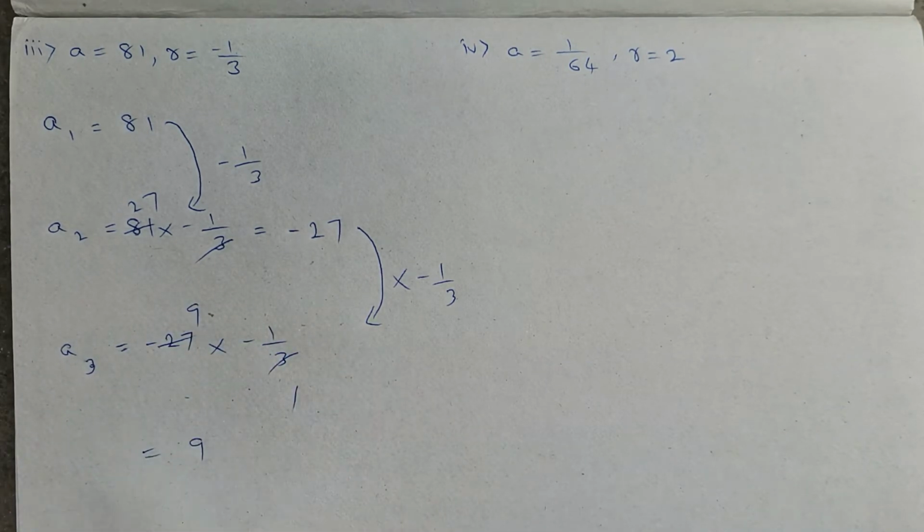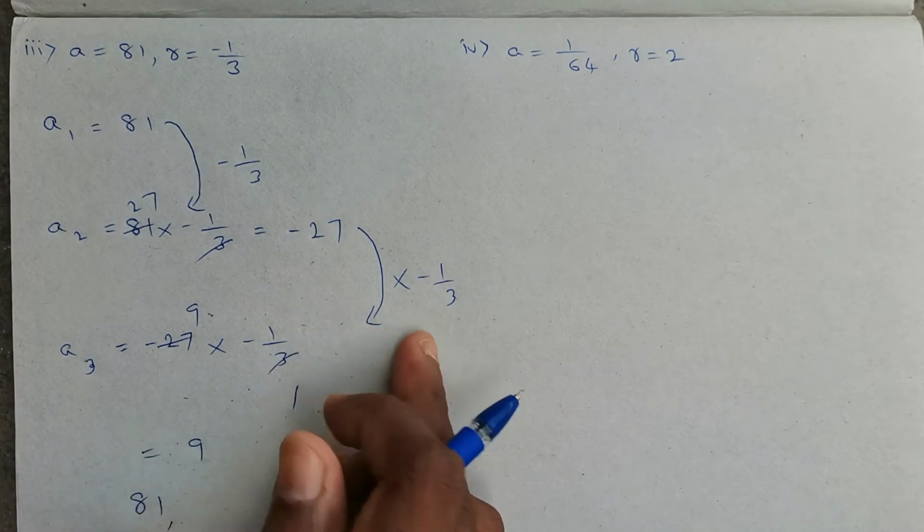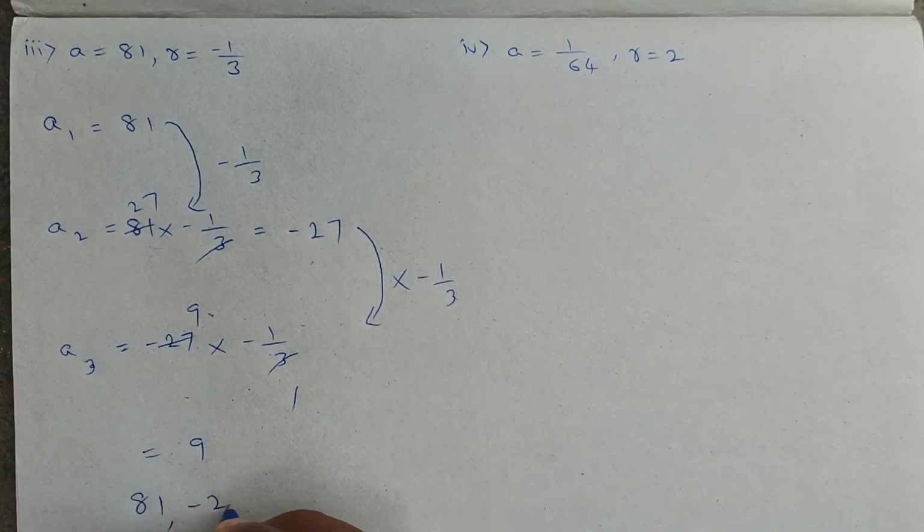So it is 9. Now the first term is 81, the second term is minus 27, and the third term is 9.